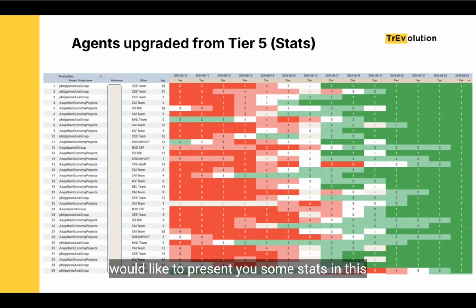We would like to present you some stats. In this table you can see how random agents are being upgraded and downgraded within 2 weeks. If you pause this video and take a minute to analyze those statistics, you will be able to see how many agents managed to be greatly upgraded from Tier 5 all the way to Tier 1. There are agents who managed to jump from Tier 5 to Tier 2 or 1, in just a few days. This table is showing us that Tier 5 is not a sentence. At any moment, on a daily basis, you can easily jump all the way up from Tier 5.